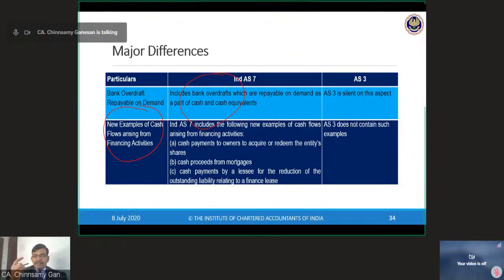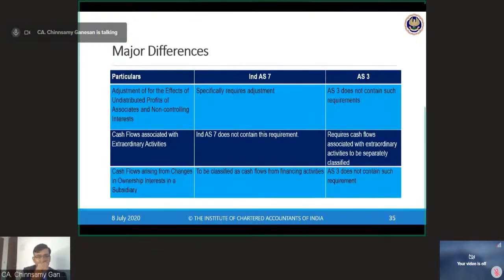Somebody has asked a question, can I use this principle for AS3 also? You can use it, except bank overdraft. But the guidance can also be used for your AS3 preparation. So it is more elaborate guidance.